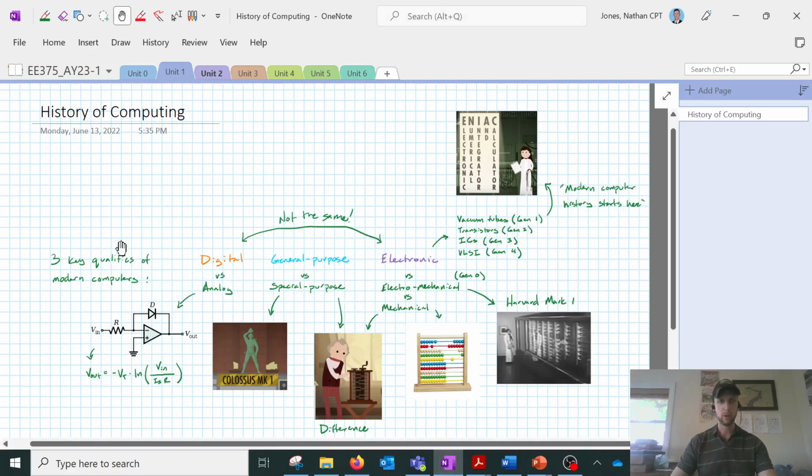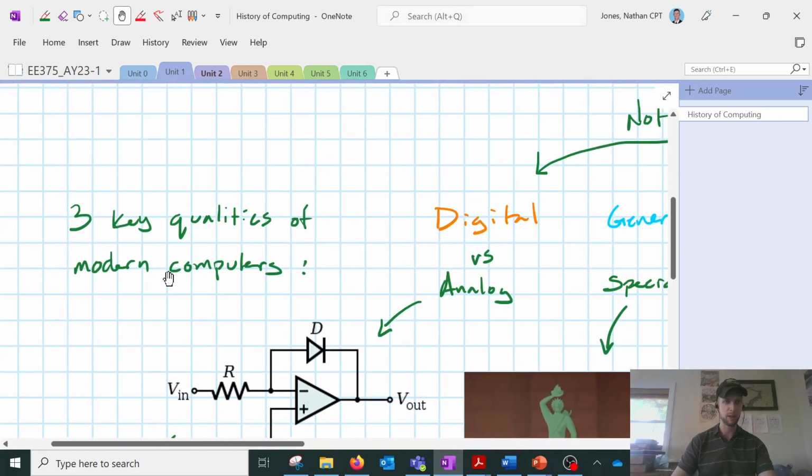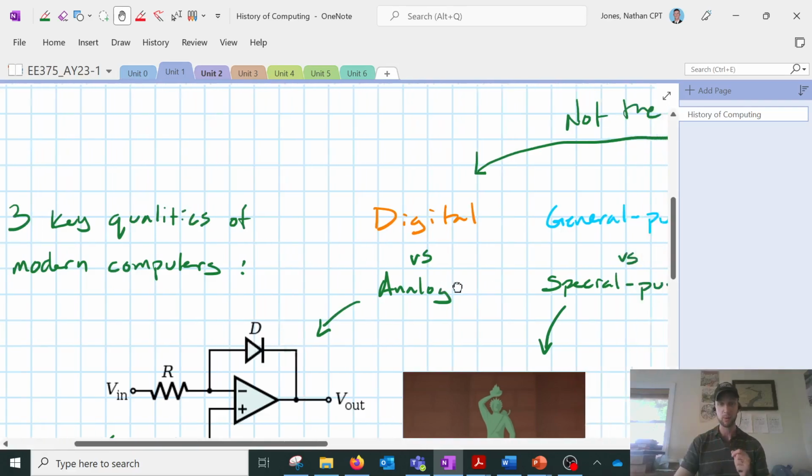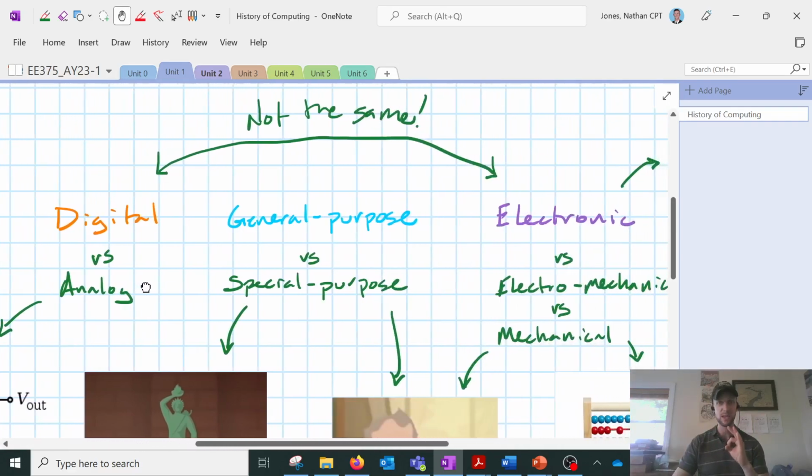So what I want to do is elaborate on the fact that when we talk about modern computers, like when we say in this course we're gonna build a computer, what we mean more specifically is that we're building a computing device that has three very important qualities. It's a digital, general purpose, electronic computing device.